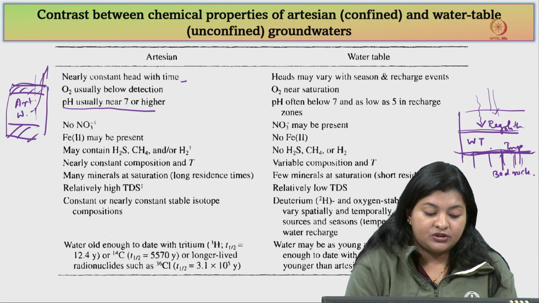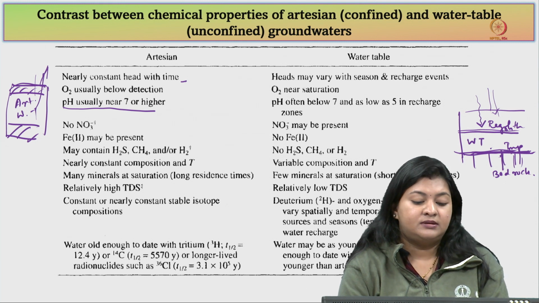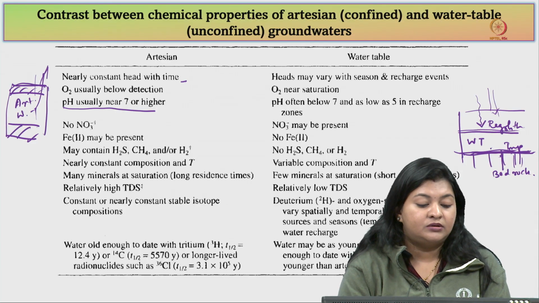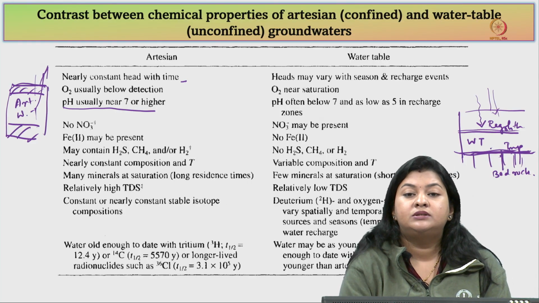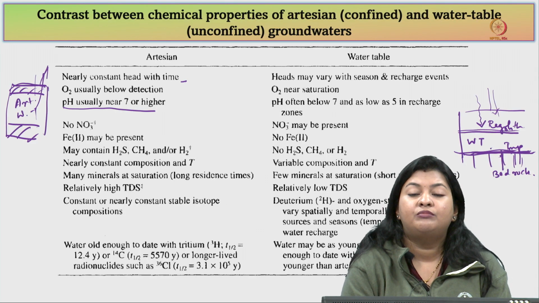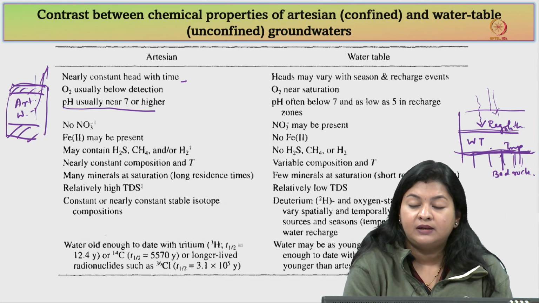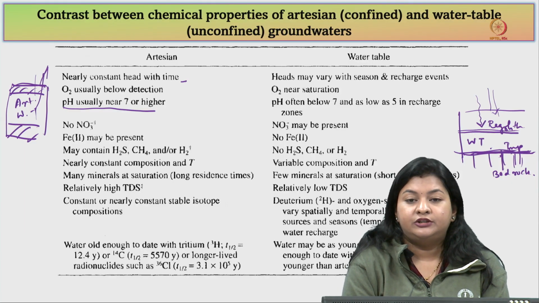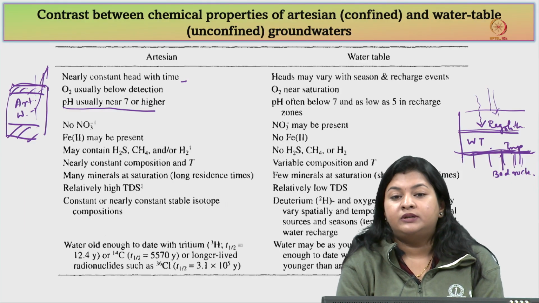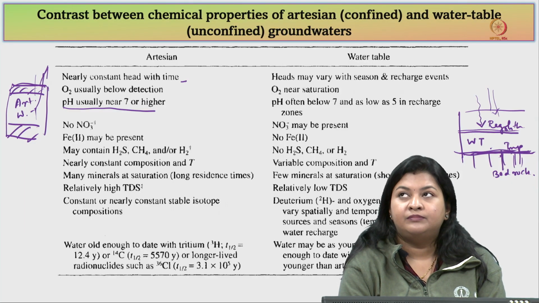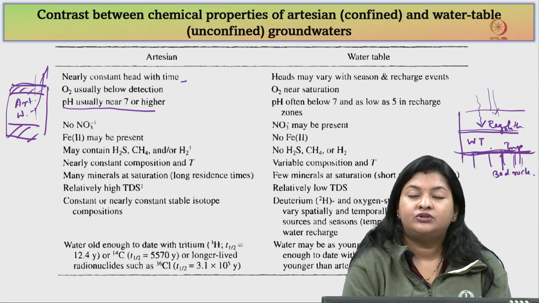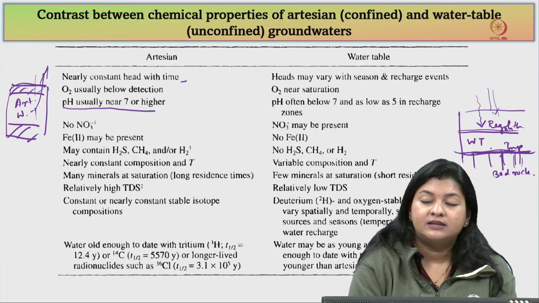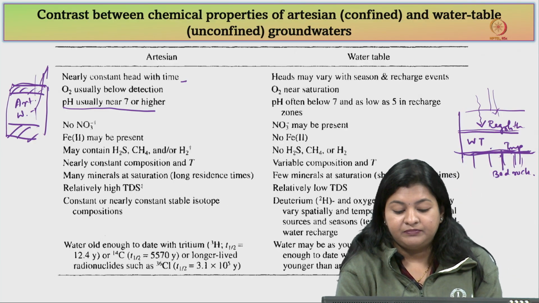Then the temperature of that particular water system in artesian wells remains almost constant. So, the constant composition and constant temperature is a very common reflection of a deep groundwater or artesian well water. Because in the water table, as you go down, as you are changing the depth, there is a lot of change. So, there is a lot of temperature difference, there is a lot of compositional difference. Okay.